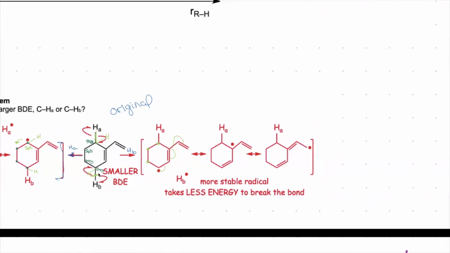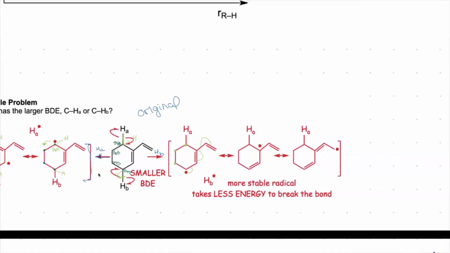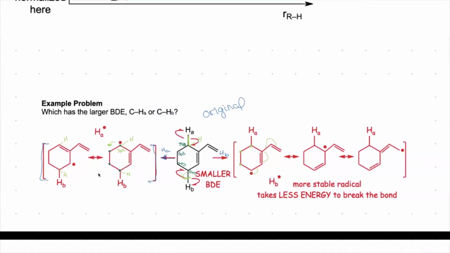Would there be a radical on an original structure? It depends. There might be. And then how would you know the hybridization in that case?